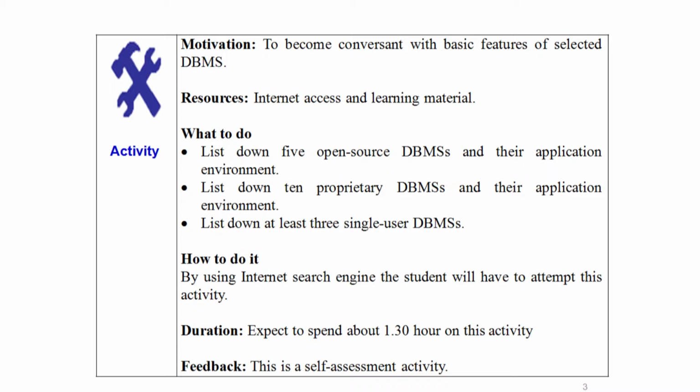You need to list down 5 open source DBMS and the application environment. You need to list down 10 proprietary DBMS and the application environment as well. Finally, you need to list down at least 3 single-user DBMS. How to do it is by using internet search engine. The student will have to attempt this activity.